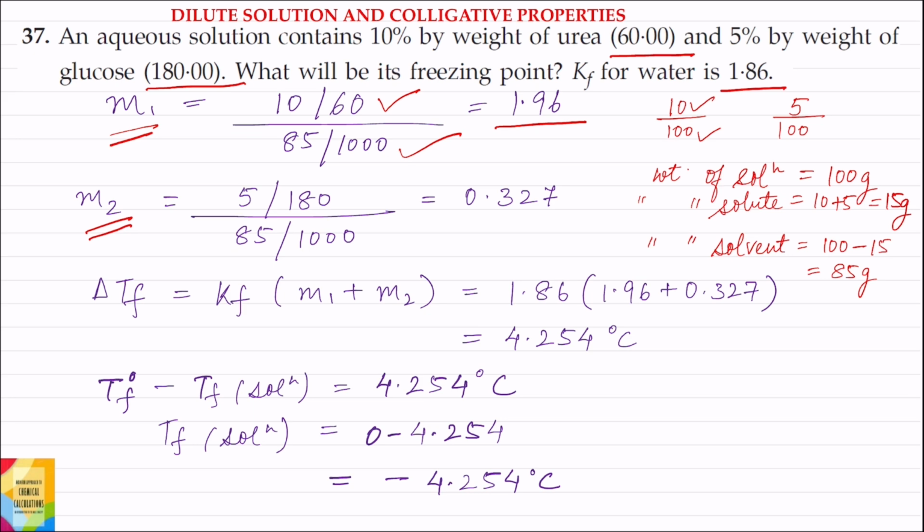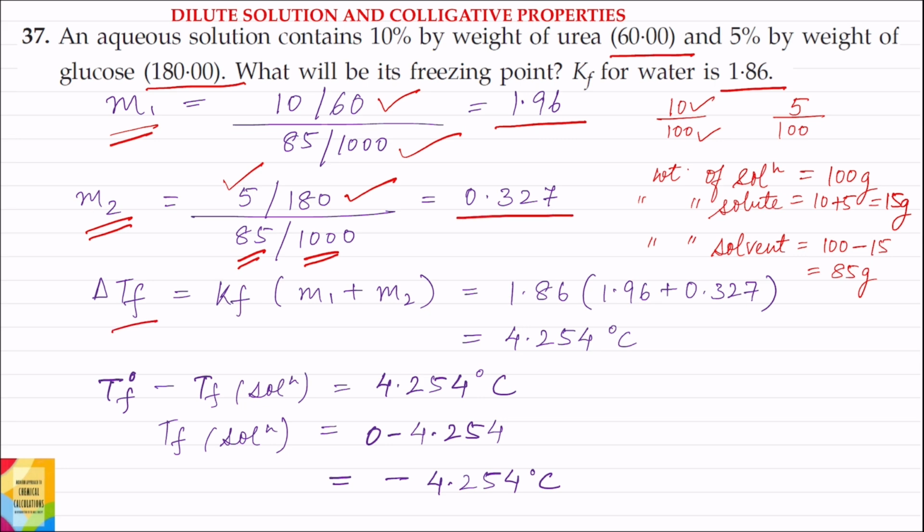Similarly, molality of solution with respect to glucose will be equal to moles of glucose. अब moles of glucose कितना होगा? Moles of glucose होगा weight of glucose, that is 5 gram, divided by molecular weight of glucose, that is 180 gram per mole, divided by weight of solvent in kgs. अब weight of solvent in kgs क्या होगा? Weight of solvent हो गया 85 divided by 1000. This will give the weight of solvent in kgs. So molality with respect to glucose, that is m2, will be equal to 0.327.